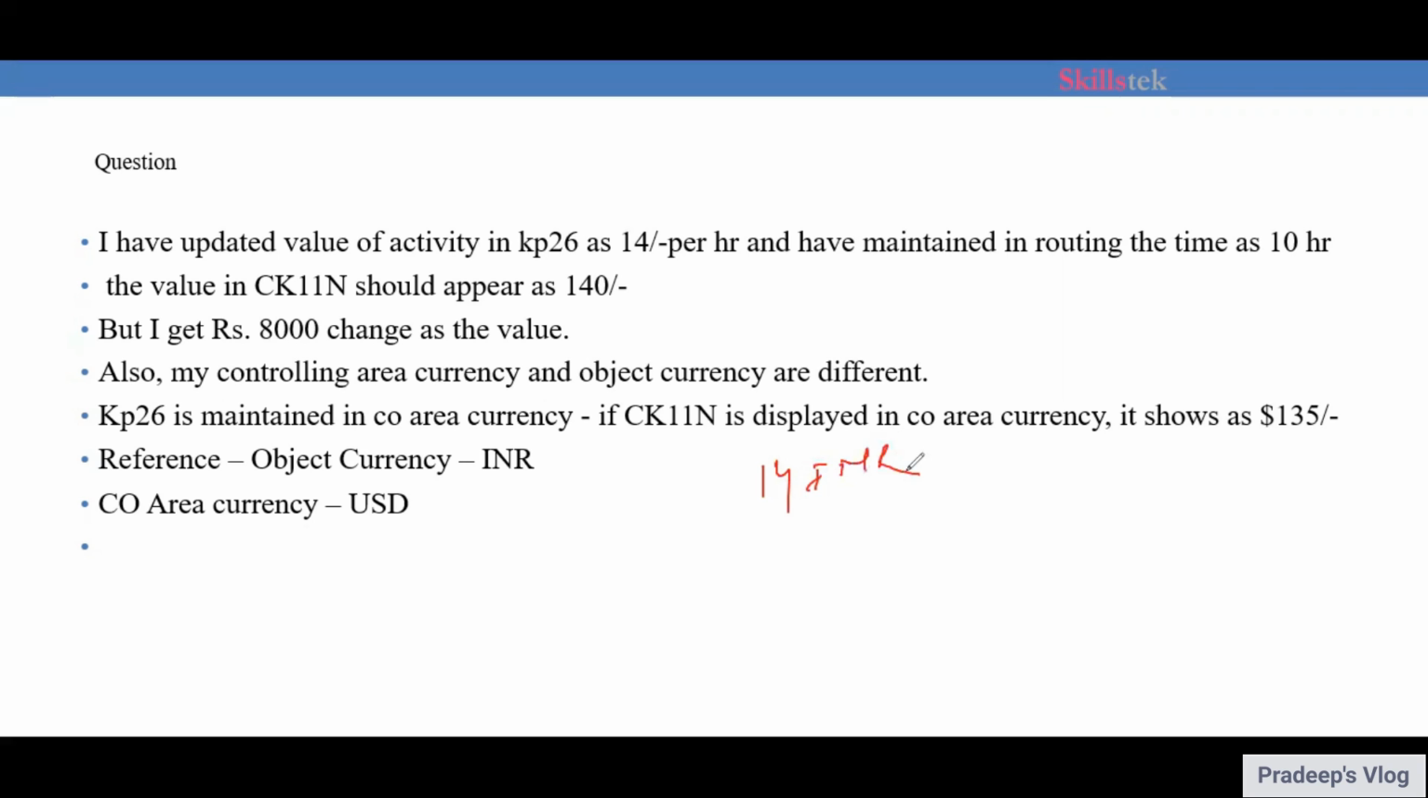So we have uploaded in KP26 a per hour cost of 14 INR. To complete that task in the operation, in your routing settings you have to maintain 10 hours. So what is the activity cost? It is 14 into 10, that is 140 INR. This is your cost for that activity. I hope you can imagine your CK11N screen, where we have multiple activities and we are going to calculate. If you want, I can show you a screen to understand this.